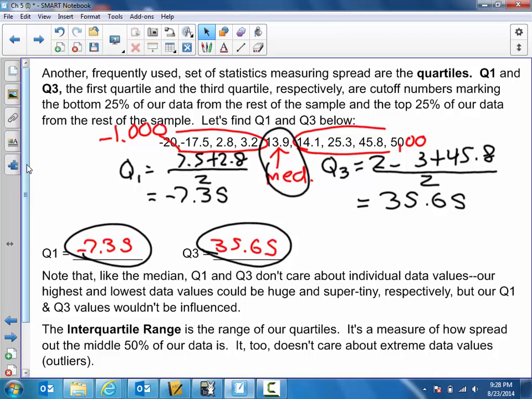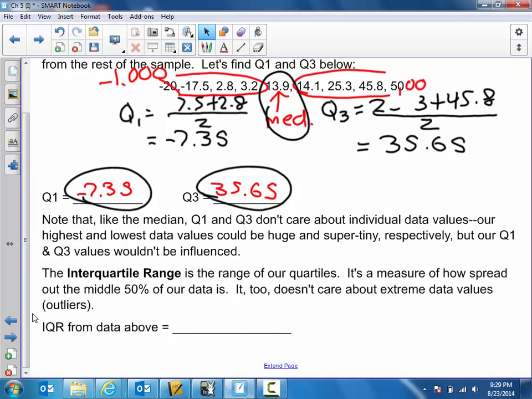summaries, these statistics of the data, quartile 1, quartile 3, and the median, are resistant to outliers. They are resistant to skewedness as well. They are reporting where the data tends to be, but they don't care about extremes.